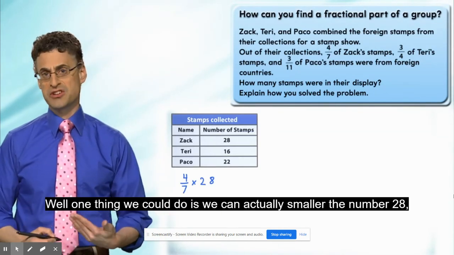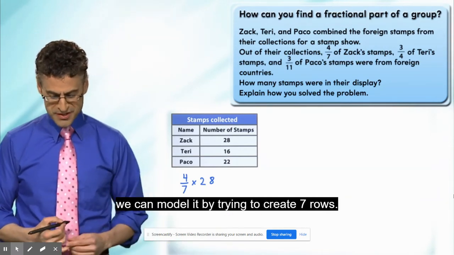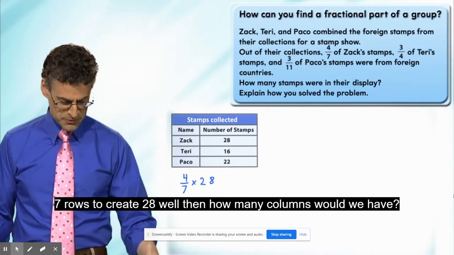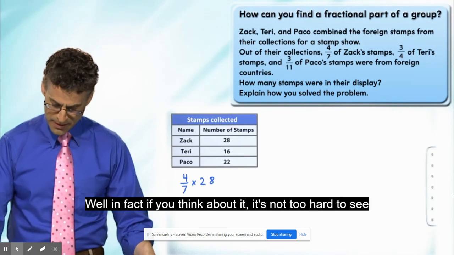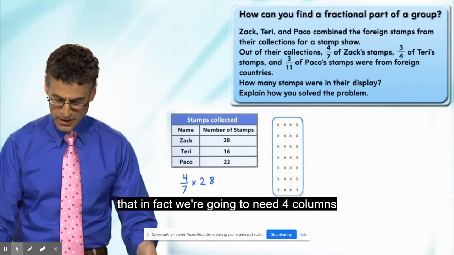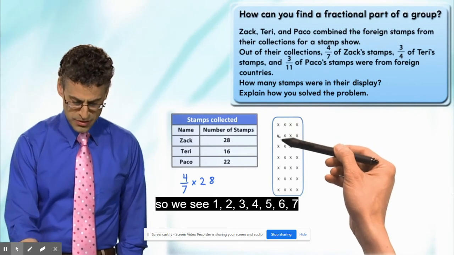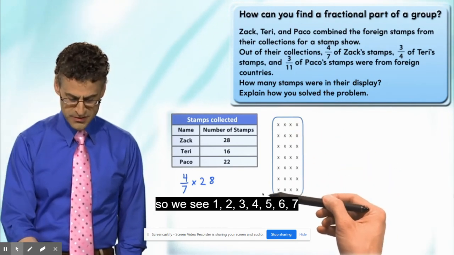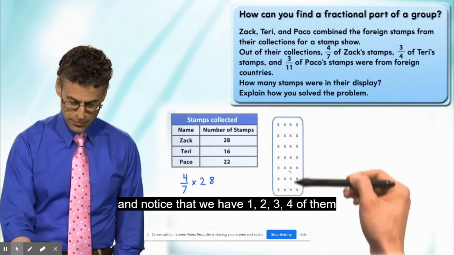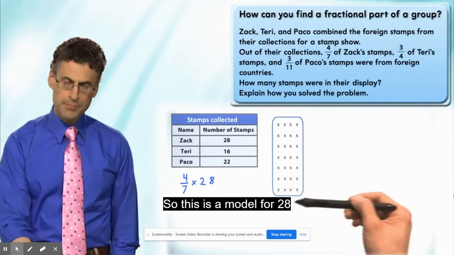Well, one thing we can do is we can actually model the number 28. We can model it by trying to create 7 rows. 7 rows to create 28. Well, then how many columns would we have? Well, in fact, if you think about it, it's not too hard to see that we're going to need 4 columns, because 4 times 7 is 28. So we see 1, 2, 3, 4, 5, 6, 7. So there we have the 7 rows. And notice that we have 1, 2, 3, 4 of them. And so we know that 7 times 4 is 28. So this is a model for 28.